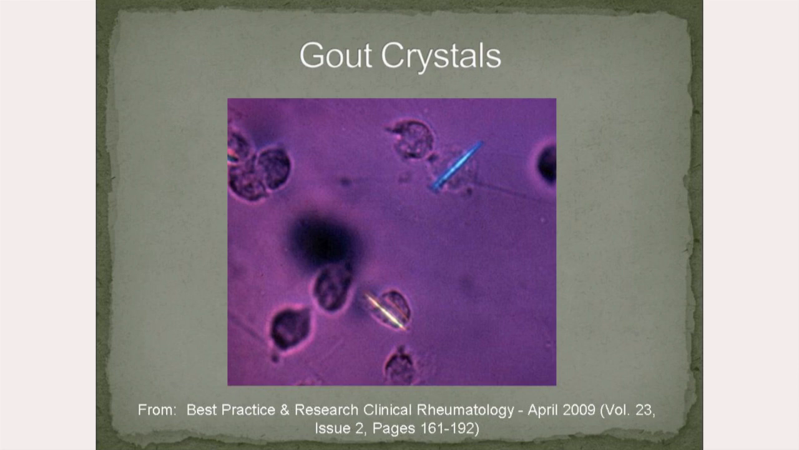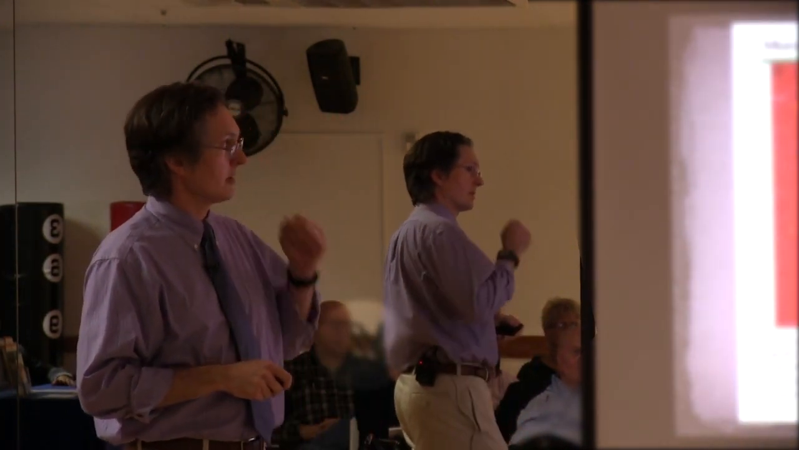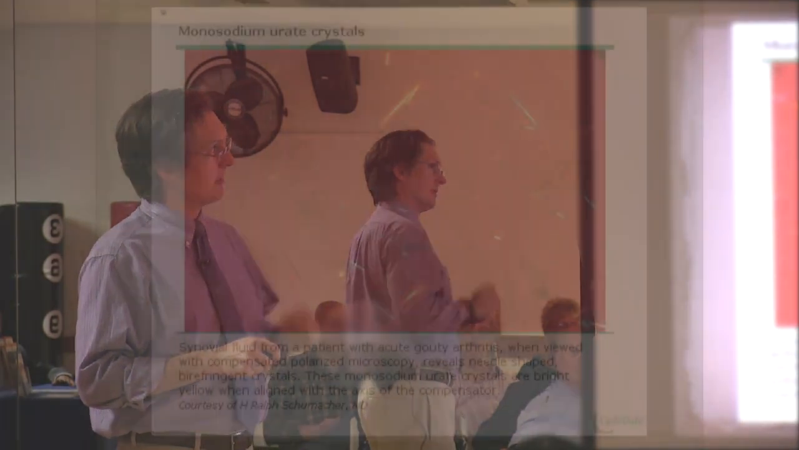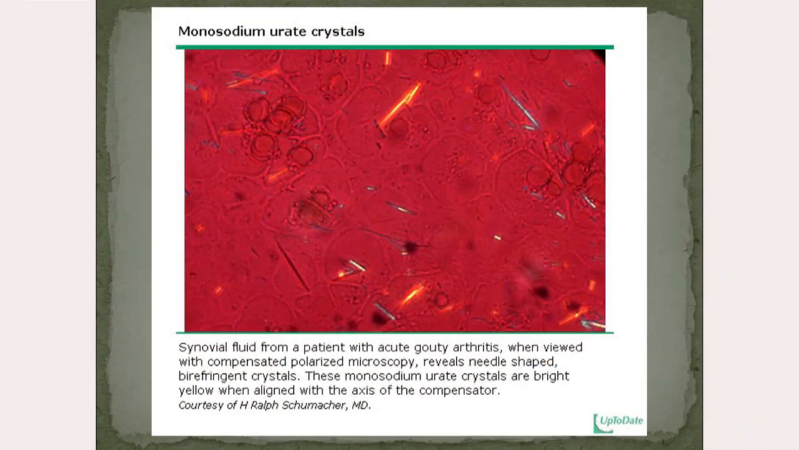If you have the polarizer perpendicular to the axis of the crystal, it shows up as a blue crystal. And so when you're using the microscope, you can tell which direction the polarizer is pointing, and you can then determine whether, if this is yellow and it's parallel with the polarizer, then it's a gout crystal, and if it's blue and it's perpendicular. This is another example of the yellow and blue crystals.